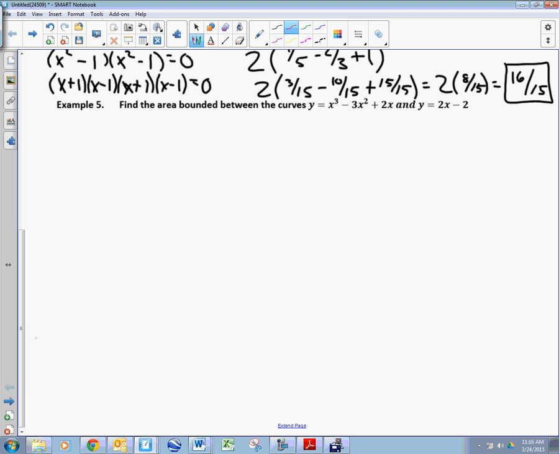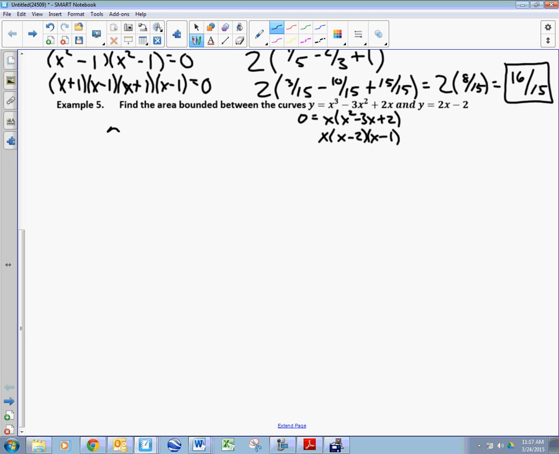All right, we're not going to be able to get through this problem before lunch, but we're going to need all the time we can in class today. So let's start this one as well. Area bounded between the curves y equals x to the third minus 3x squared plus 2x. I can find where this crosses the x-axis. 0 equals x times x squared minus 3x plus 2. Does that factor? x minus 1, x minus 2.